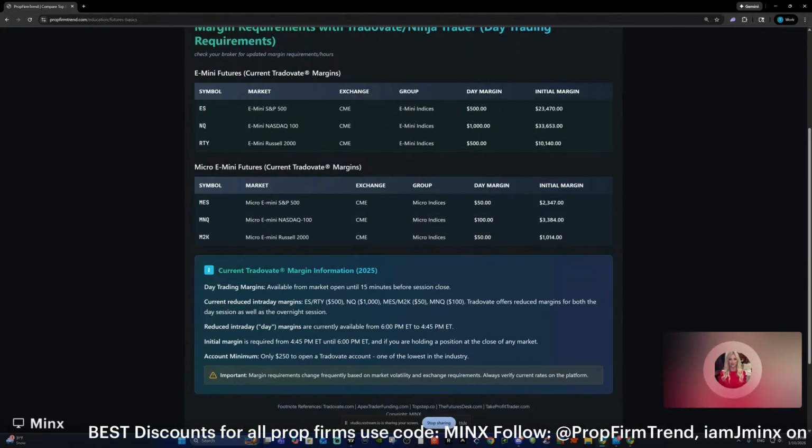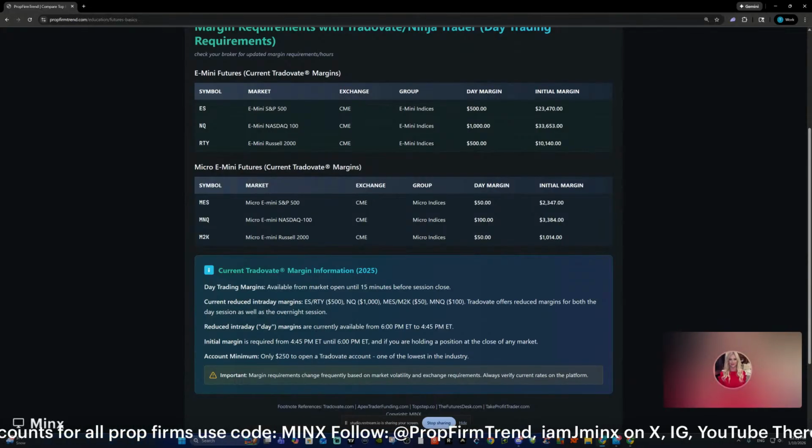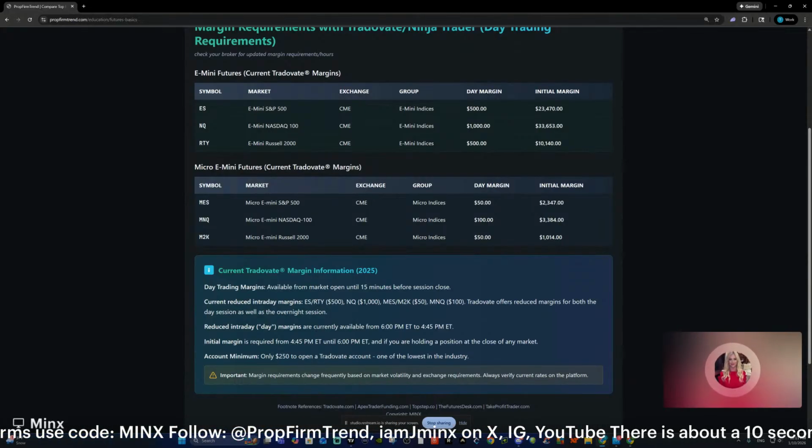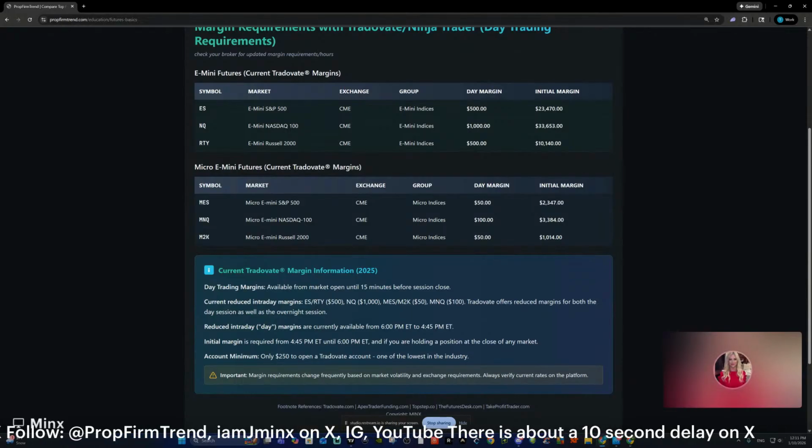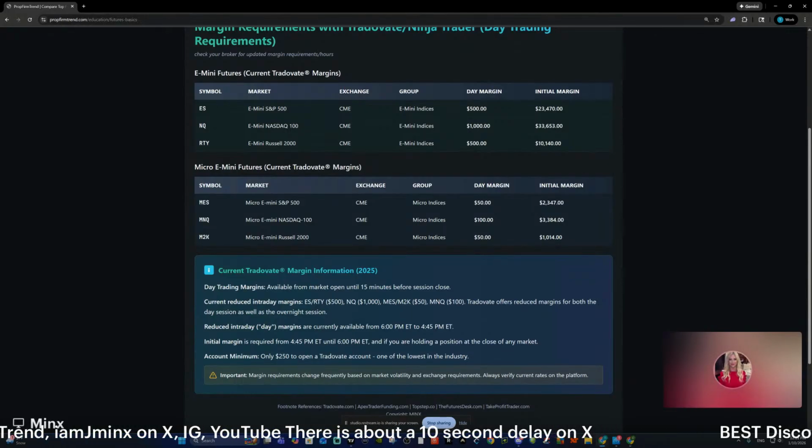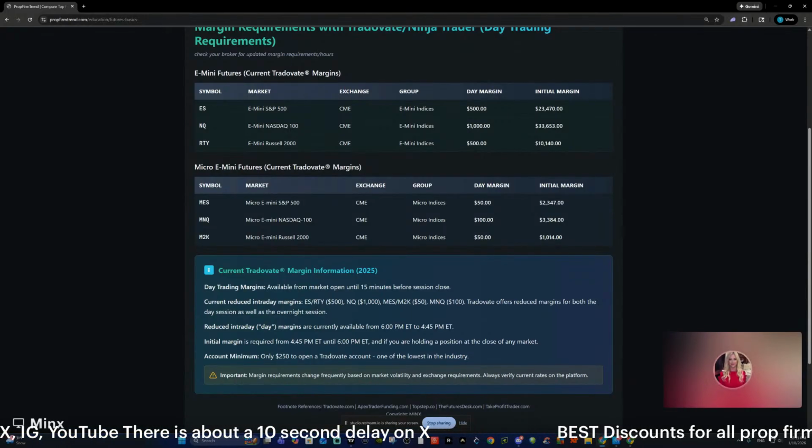AMP futures, yeah, that's another one. I haven't used AMP futures nor EdgeClear. Yeah, they all play together.